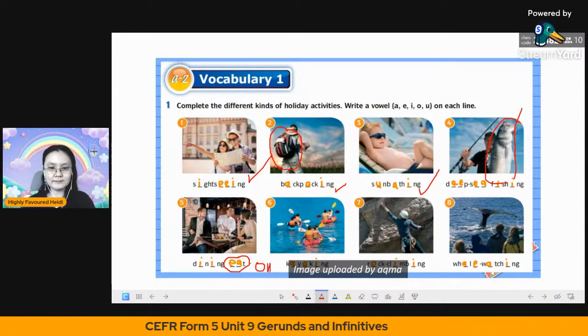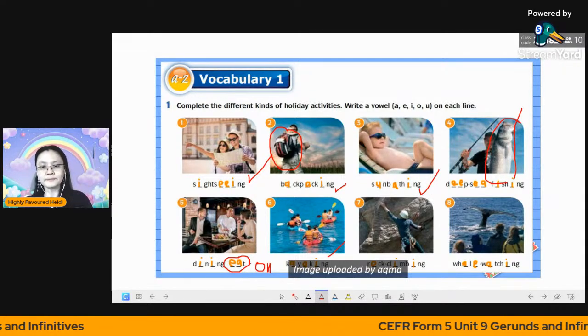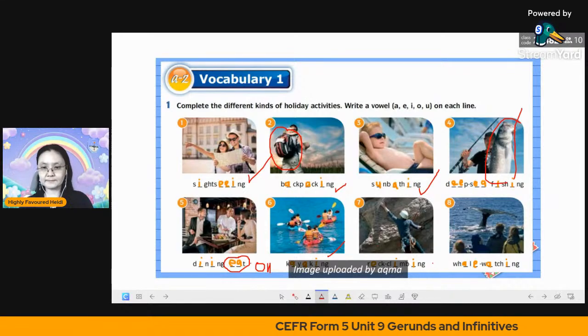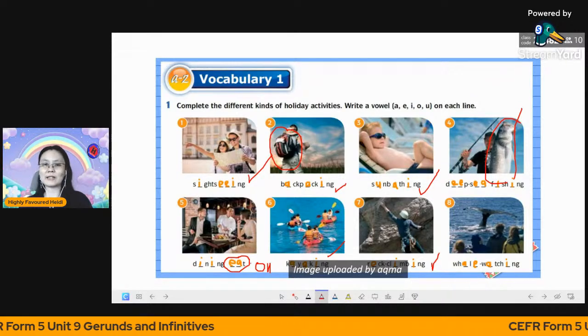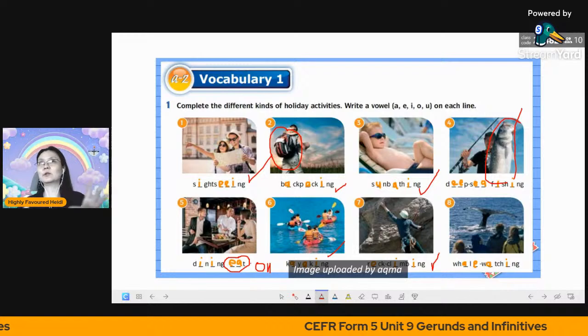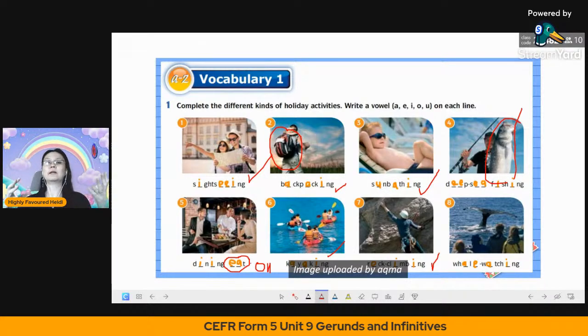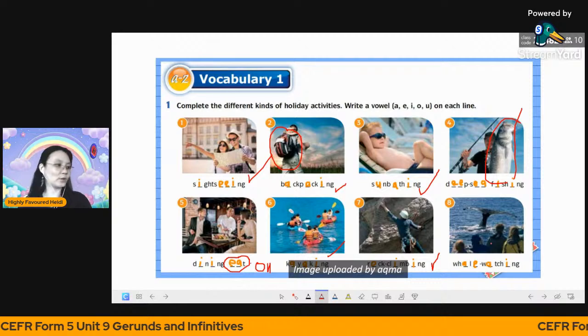Dining out, O-U-T. Dining out. Okay, good guessing. All right, then after that, kayaking. Yes, kayaking. We have canoeing, we have kayaking. And then this one, rock climbing. Accurate. Rock climbing. But most of us go mountain climbing, yes. We go Mount Kinabalu. Okay, but we seldom have rock climbing. All right, then whale watching, yes.